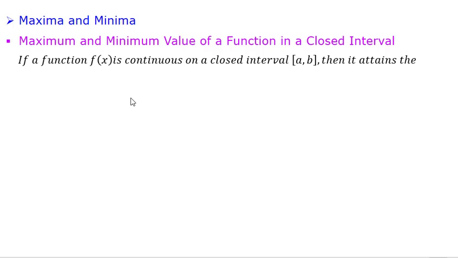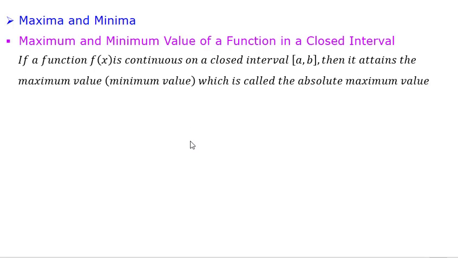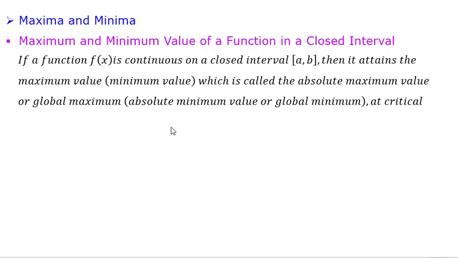If a function f(x) is continuous on a closed interval ab, then it attains the maximum value, which is called the absolute maximum value or global maximum value, at the critical point or at the end point of the interval ab. So for a closed interval, I can find the absolute maximum or absolute minimum. We have seen that we have too many maximum points that we call local maxima, and too many minimum points that are called local minima.